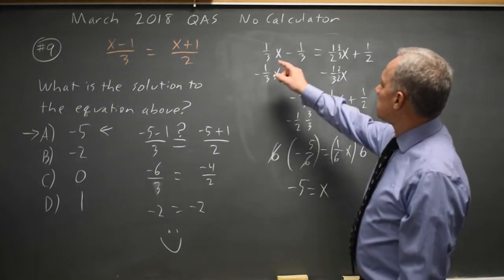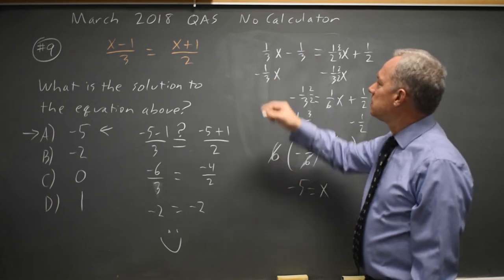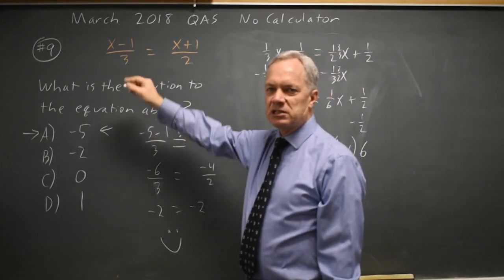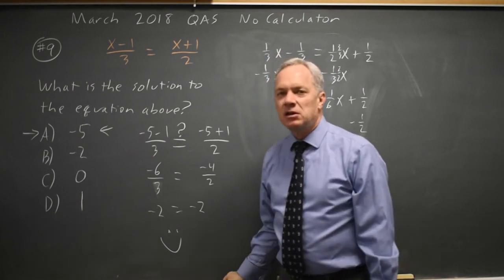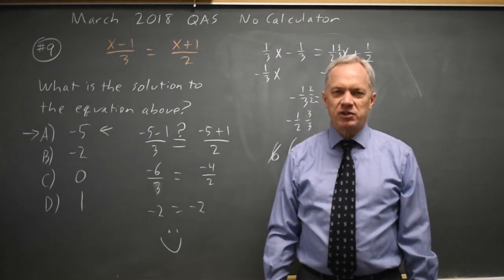Another option, right here, I could have multiplied through by 6 to get rid of the fractions, or even at the first step I could have multiplied through by 6 to avoid fractions. So we have a lot of options. All correct answers are correct. Just choose the path that's fastest for you on the SAT.